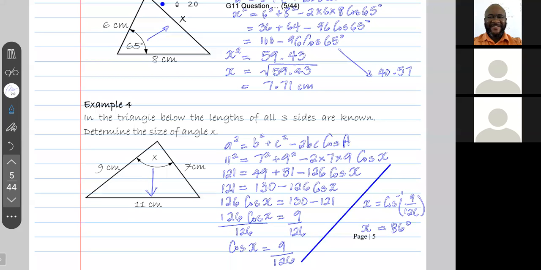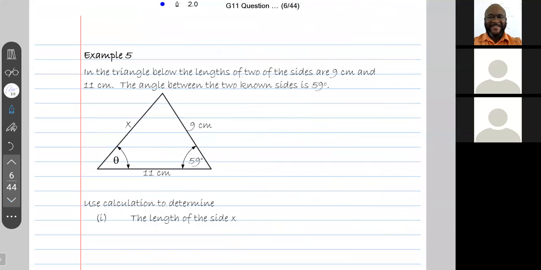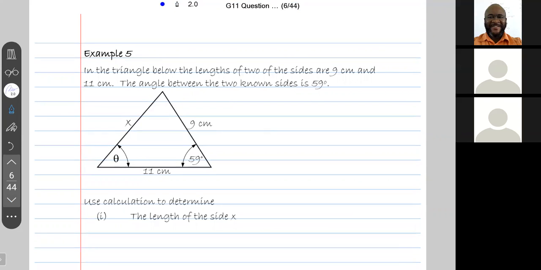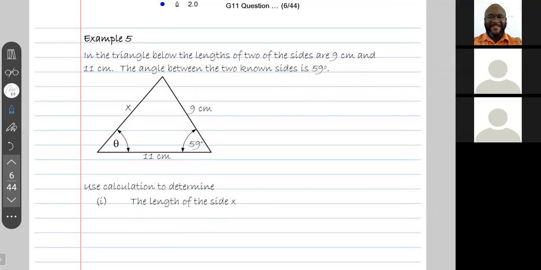All right, so let's look what's coming next. All right, so here is a question. Example 5 says, in the triangle below, the lengths of two of the sides are 9 and 11. The angle between the two known sides is 59 degrees. Use calculation to determine the length of the side x.